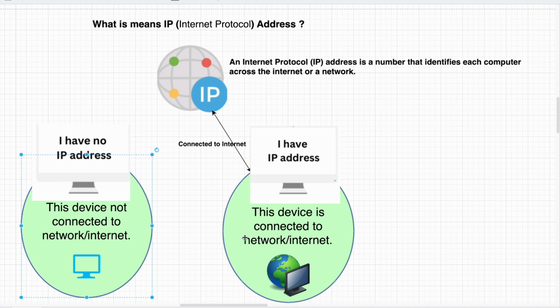We have two systems. This system is connected to the internet, so it has an IP address. It is telling, I have an IP address. This system is not connected to the internet, so it is telling, I have no IP address.